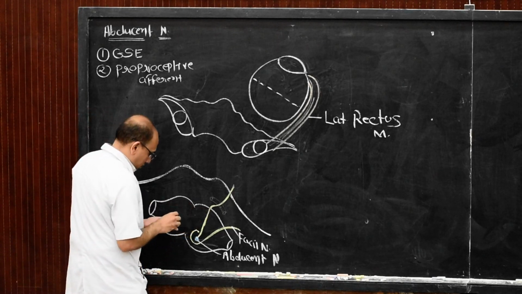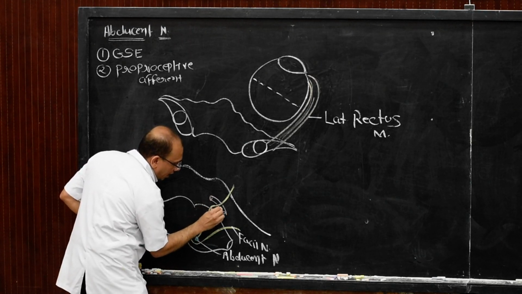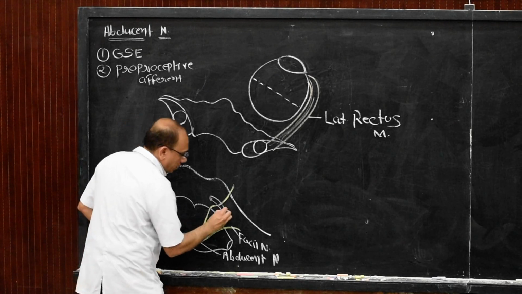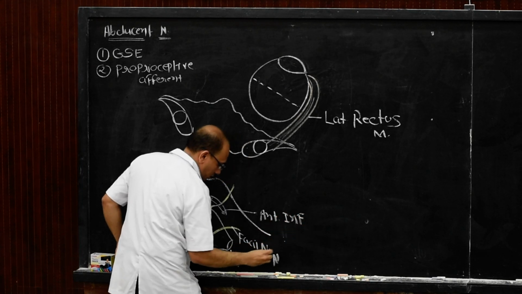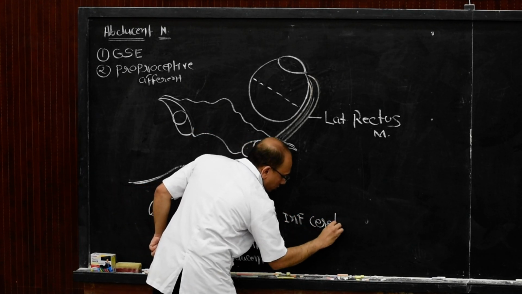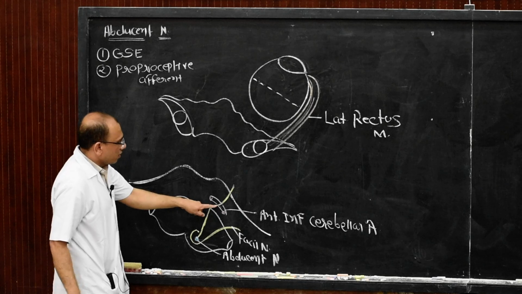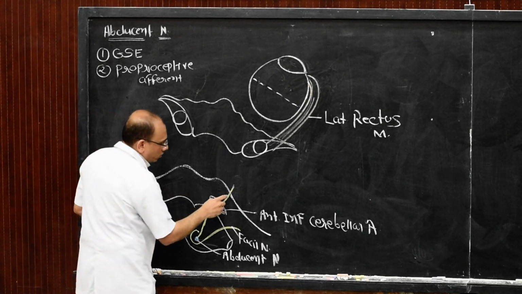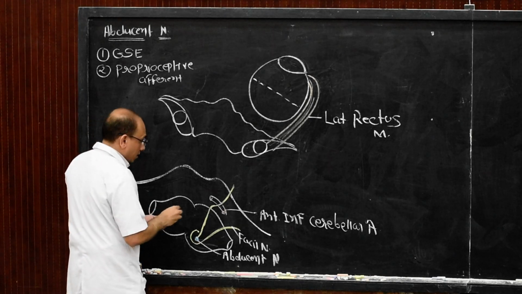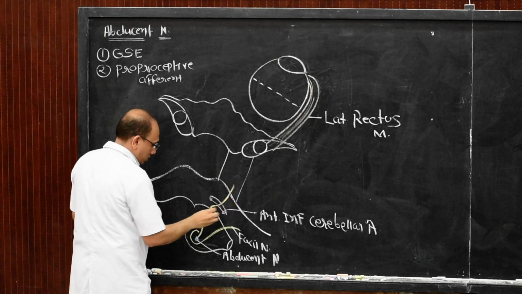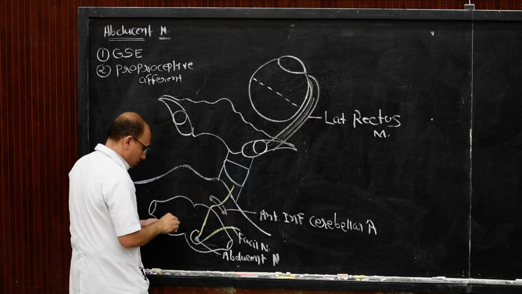Then it crosses one artery here, and this artery is called the anterior inferior cerebellar artery. So it crosses the anterior inferior cerebellar artery, and then it crosses the superior border of the petrous part of the temporal bone, and here is the site of the cavernous sinus. I am drawing the cavernous sinus here.